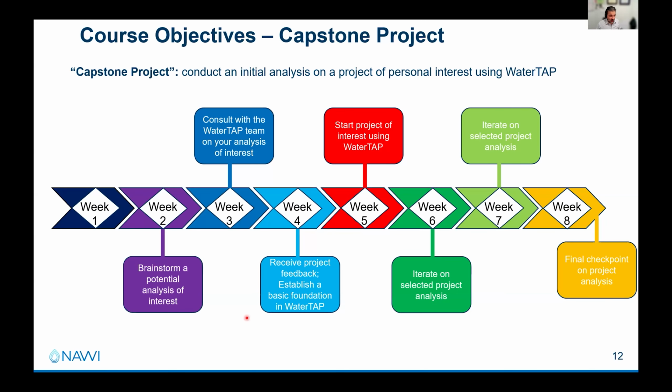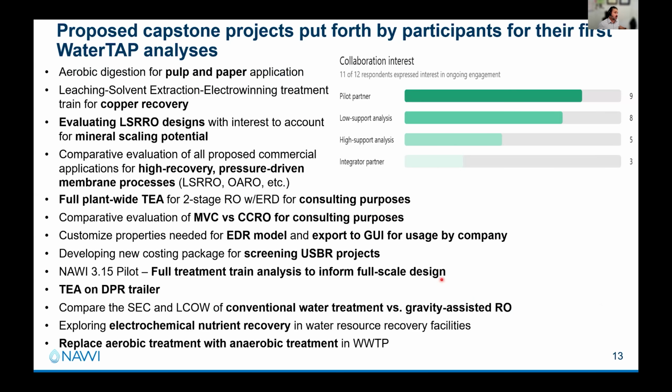And I'll say that after the course ended, we encouraged people to reach out to us to continue working on their analyses. And just to give you a flavor of what people proposed, here's a laundry list of some of the ideas that people had and some of the things that people were pursuing. So everything from pulp and paper applications to copper recovery, evaluating LSR-RO designs. Let's see, I'll pick one more. Screening USBR projects with a new costing package. So we've actually been meeting with USBR quite a bit, trying to see how we could work together using WaterTAP and leveraging it for USBR projects in the future. Still under discussion, but one cool development out of this academy.